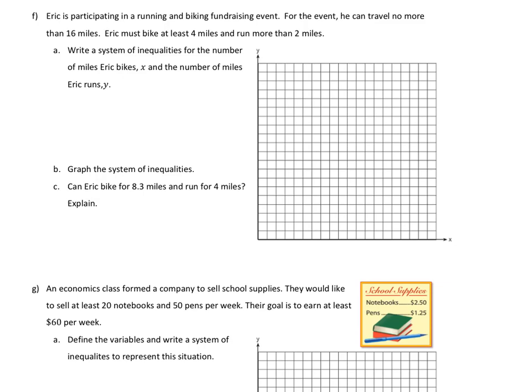Okay, letter F. Eric is participating in a running and biking fundraising event. For the event, he can travel no more than 16 miles. Eric must bike at least 4 miles and run no more than 2 miles. Write a system of inequalities for the number of miles Eric bikes, X, and the number of miles Eric runs, Y. Great. We don't need let statements here. They're done for us.